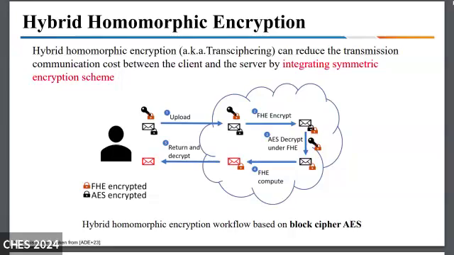In HHE, the client, instead of using FHE to encrypt data, can use the symmetric cipher to encrypt the data and send the symmetric ciphertexts to the server. What the server needs to do is to convert the symmetric ciphertexts to the FHE ciphertexts. Then he can do homomorphic operations. This slide shows the hybrid homomorphic encryption workflow based on block cipher AES.